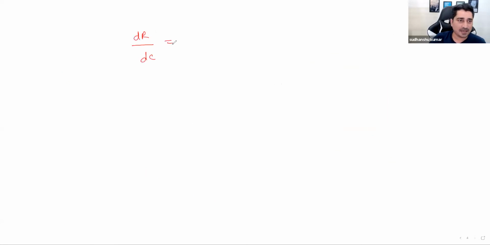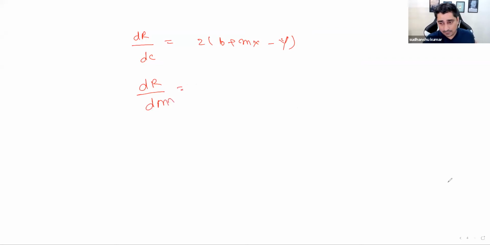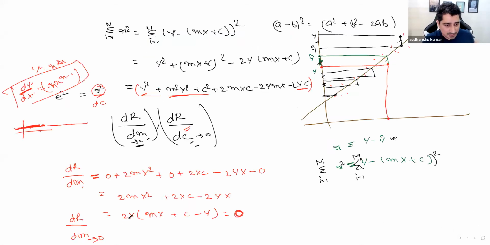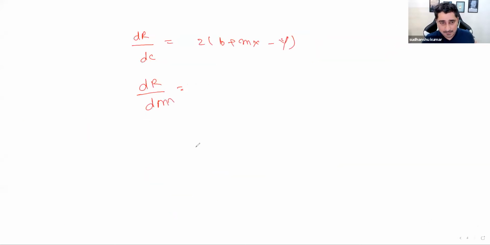So once you are able to find dR/dc, I believe we all can find that one, right? It will be nothing but 2 times (mx plus c minus y). This is something that you will be able to find out. So dR/dc is done. dR/dm is done for all of us. So what is my dR/dm? dR/dm is nothing but 2x(mx plus c minus y). Okay.